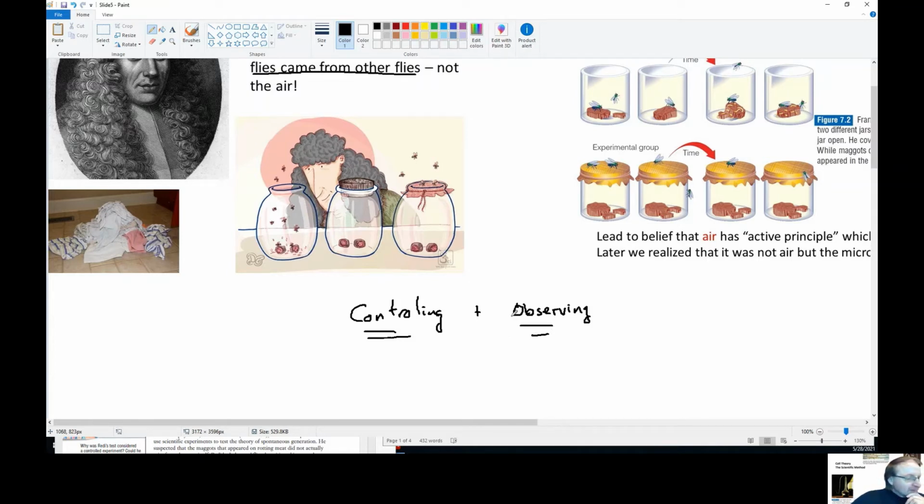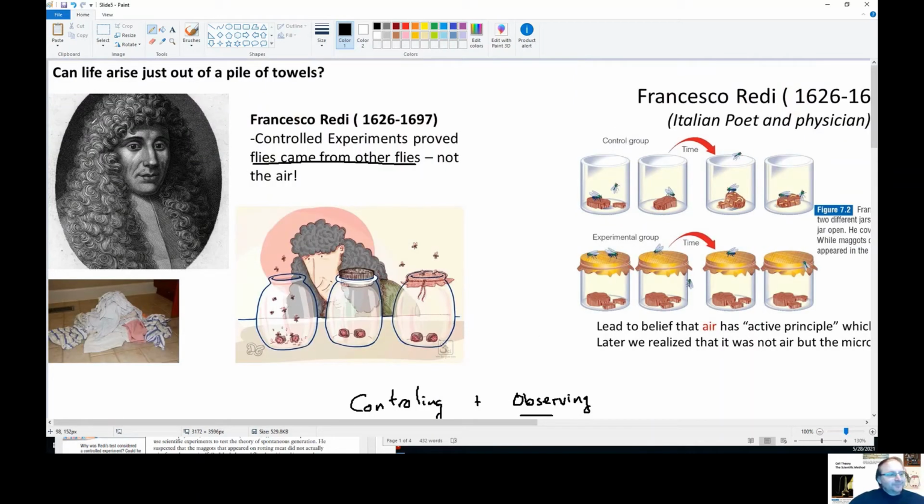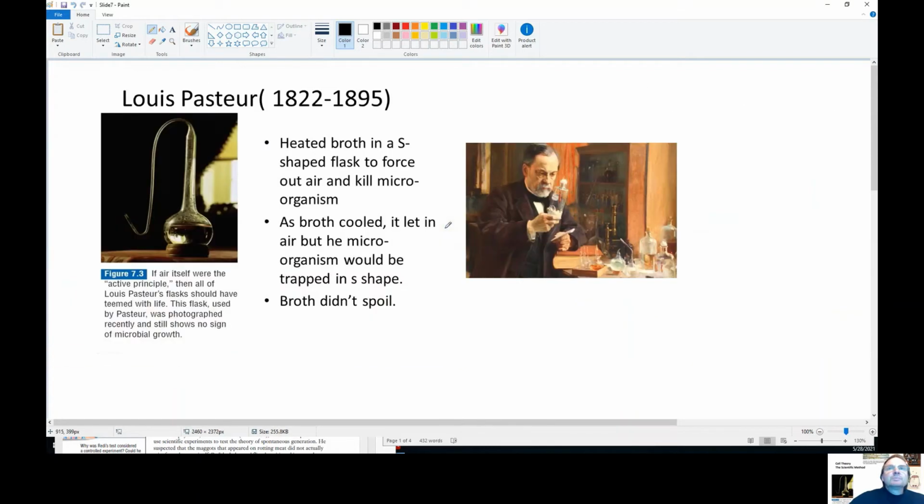All right, so let's look at another controlled experiment by Louis Pasteur. You might be familiar with something called pasteurization, that basically our milk isn't spoiled if it's pasteurized. Well, let's see where that came from. So Louis Pasteur, again, it's the whole idea that, oh, my broth spoiled, my soup spoiled, must be an active principle. Well, Pasteur figured maybe it's microorganisms.